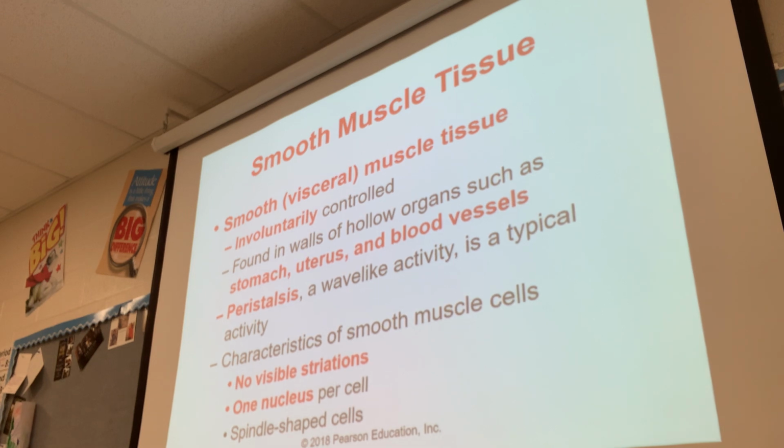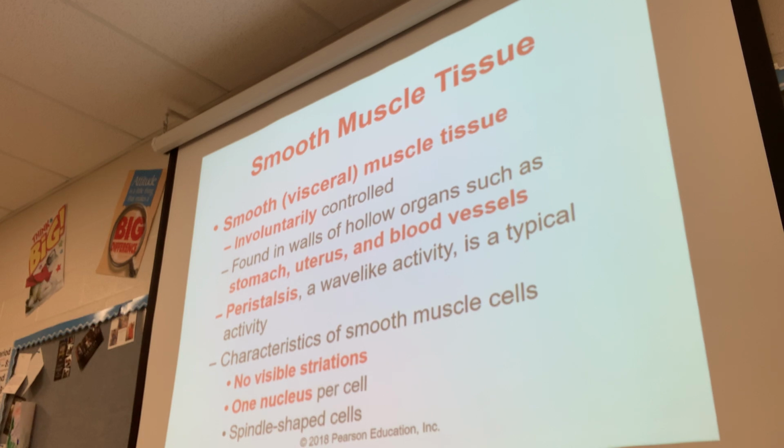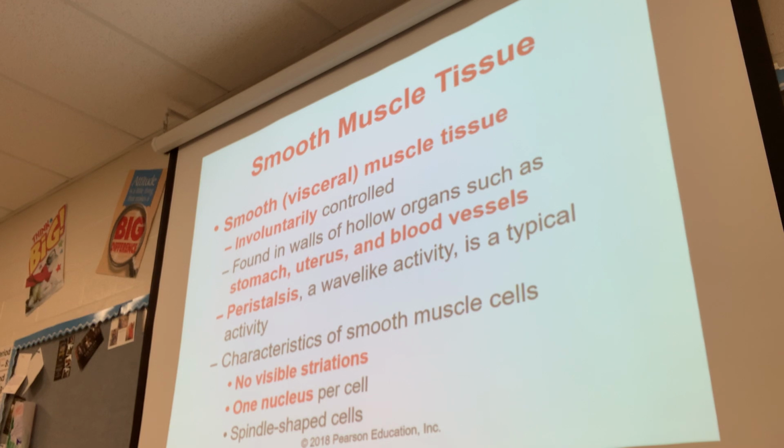Then the next is smooth muscle. With smooth muscle, this is the muscle that is found in the digestive tract. It is involuntary. We can't control how the food moves through our digestive tract. It's found in the stomach, the uterus, and also the blood vessels. So remember, the blood vessels also have epithelial lining. Well, they also have smooth muscle present in them. And that allows for what's called vasoconstriction and vasodilation when the vessels contract and when they relax. So stomach, uterus, blood vessels is where the smooth muscle is found.